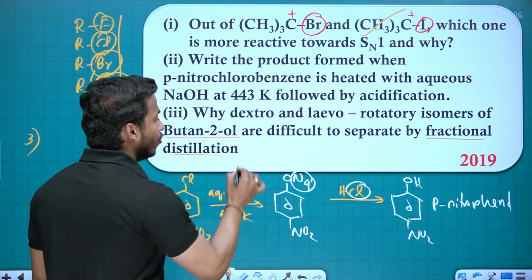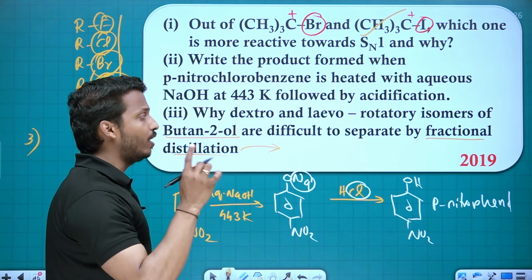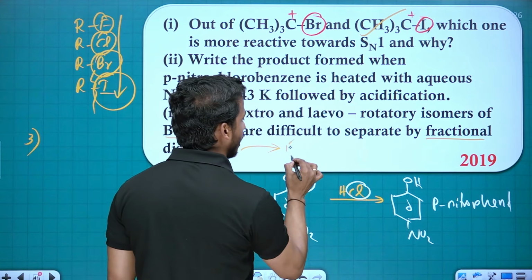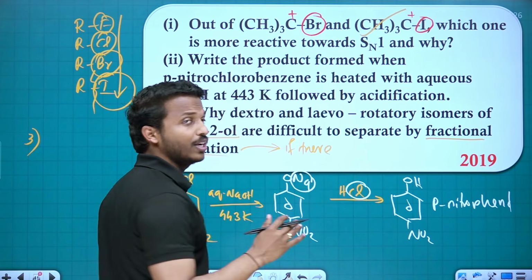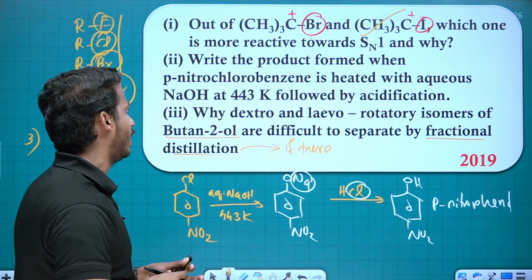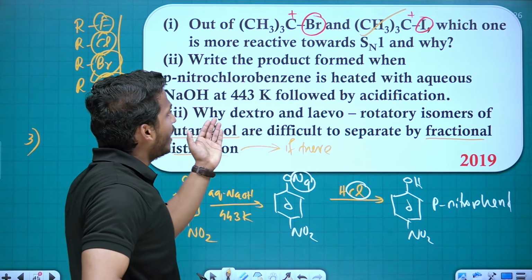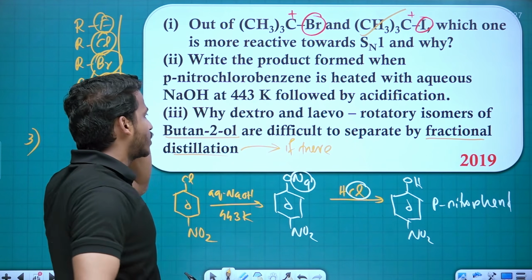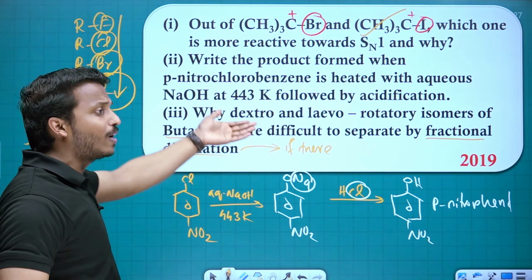Please note it all. Fractional distillation is a separation technique. And why are the dextro and levo rotatory isomers of this compound difficult to separate?